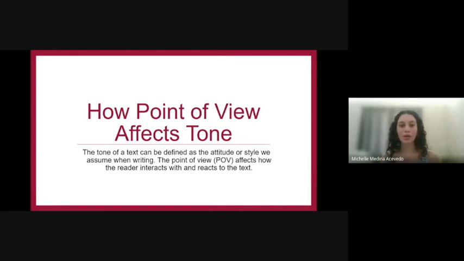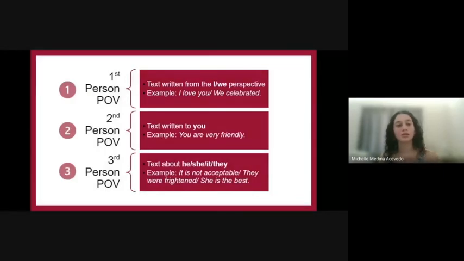So when we are writing, we assume a perspective. There are three ways that we do this. We can choose the first person, the second person, or the third person point of view. The first person point of view is written from the I or we perspective. So I, as an author, am including myself in whatever it is that I am writing. It can be singular or plural. I can say, for example, I love you, or I can say we celebrated. If I am just including myself, I would use the singular. If I were including other people and myself, then I would use we.